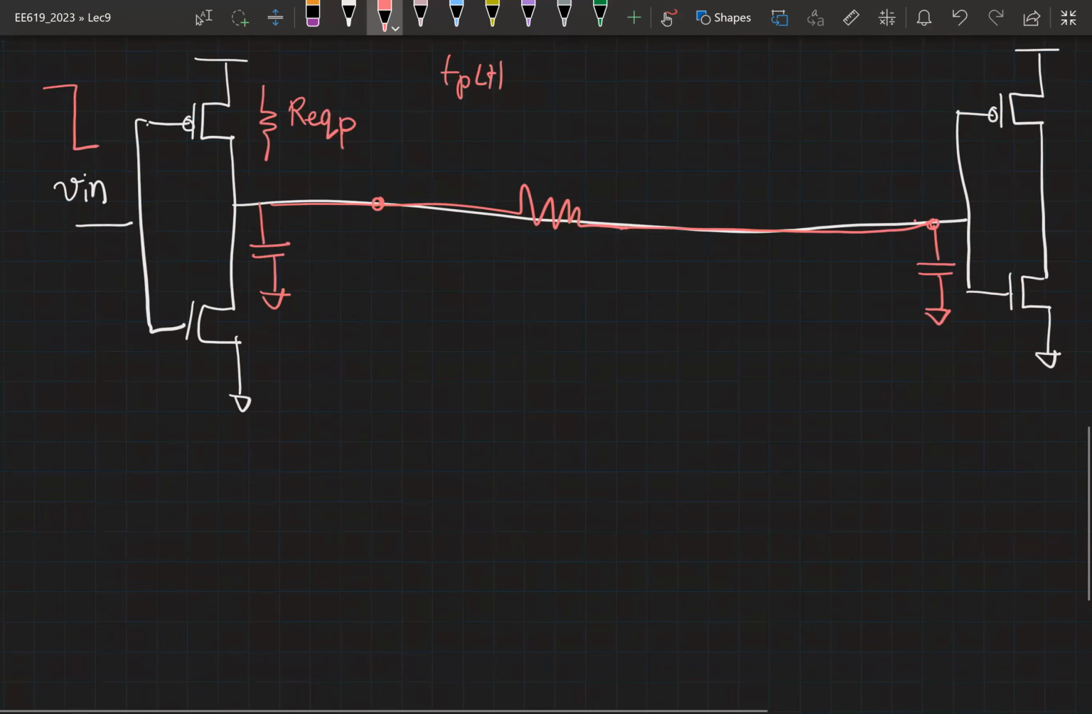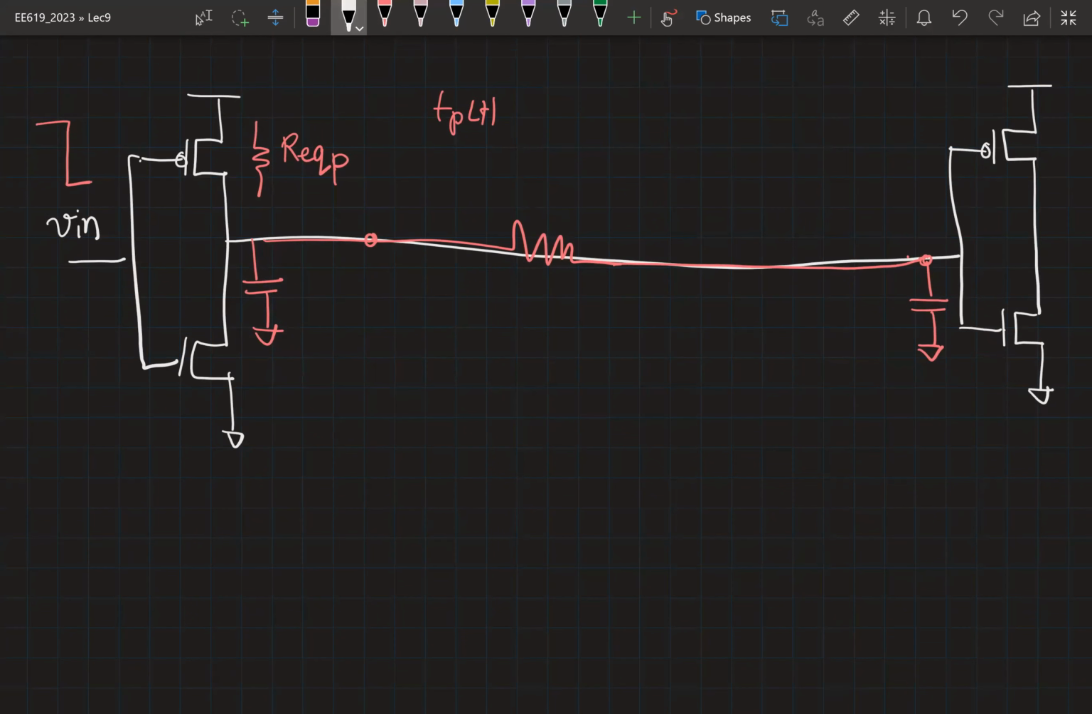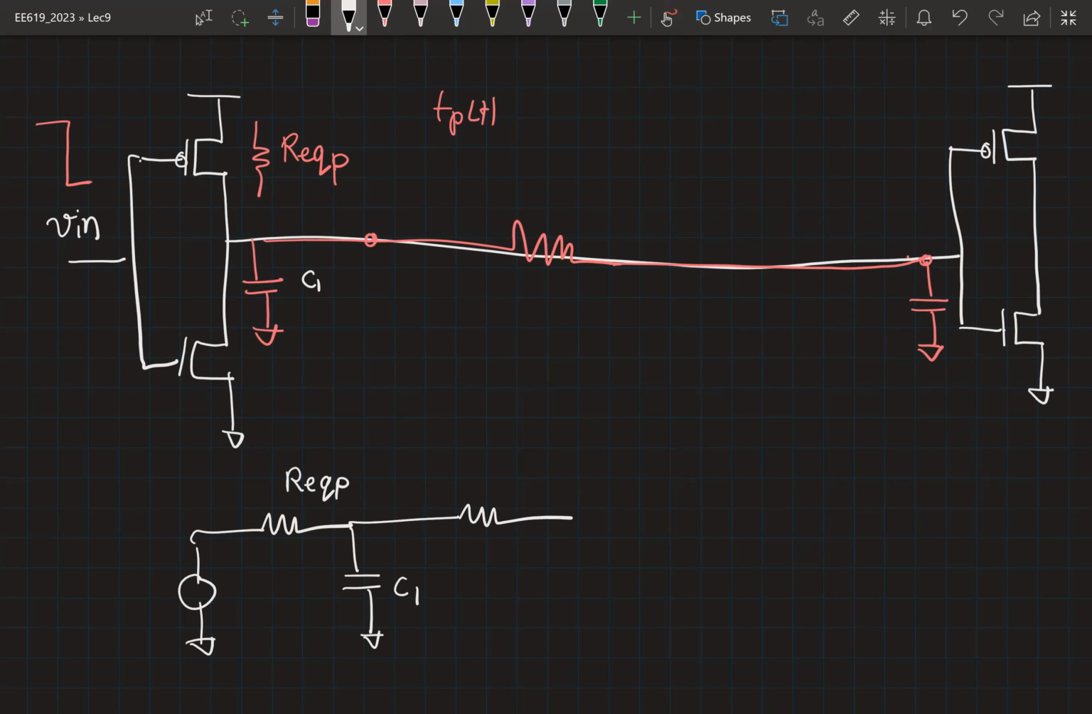Okay. So let me redraw the model for this. So you have the input, then you have R equivalent P. Then let's say there is a capacitor C1. There is another resistor associated with the interconnect. And let's say the second capacitor is some C2. What is the format of the input? Step, rising edge, right? So it would be VDD into U of T.